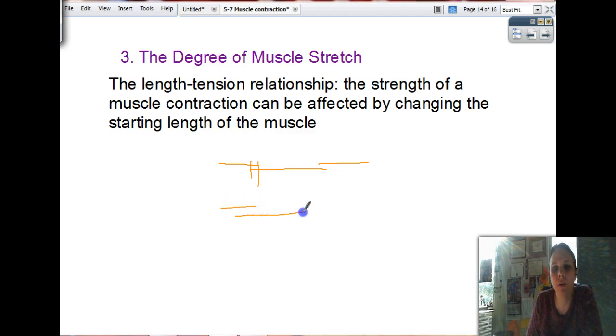But if I start with, here's my myosin, here's my actin, if they're already close together, my muscle obviously doesn't have much room to grow, and so we're not going to get a whole lot of contraction. If my myosin is here and my actin doesn't even overlap with the myosin, then there's no cross bridge formation. There's nothing for it to grab onto. So if you overstretch your muscles, then your muscles won't work as well.